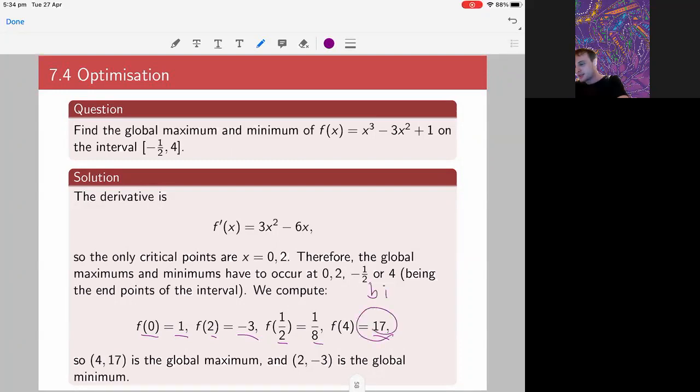This is the biggest value here, and this is the smallest. So that means this one has to be the global maximum, and this one has to be the global minimum. So this is a good practical example of how you find global maximums and minimums of functions when you're dealing with the function as being restricted to a closed interval. So that's lots of fun.